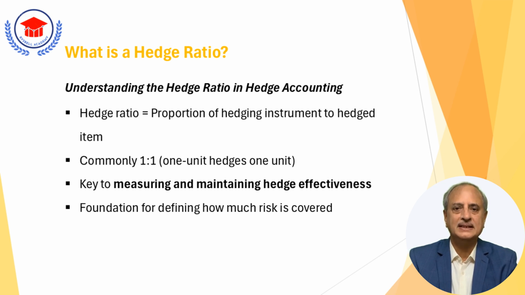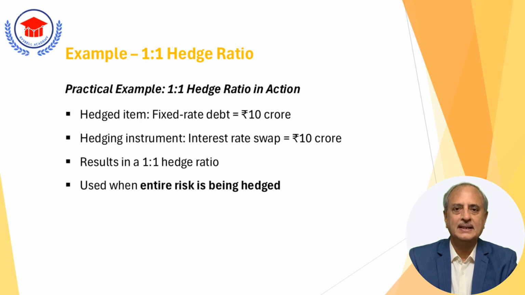In most cases, this ratio is 1:1, meaning 1 unit of the hedging instrument is used to hedge 1 unit of the hedged item. For instance, if an entity wants to hedge a fixed-rate debt instrument of rupees 10 crore and the hedging instrument is an interest rate swap, the notional amount of the swap would also be rupees 10 crore. This creates a hedge ratio of 1:1.